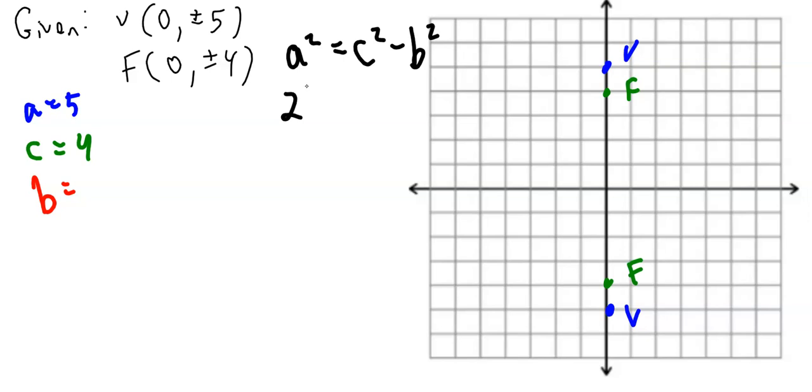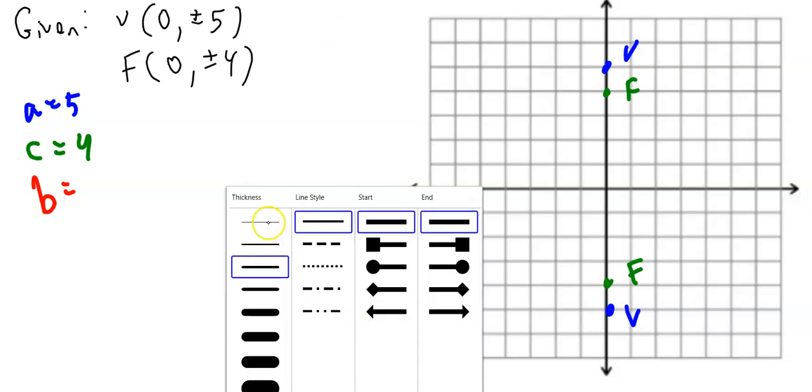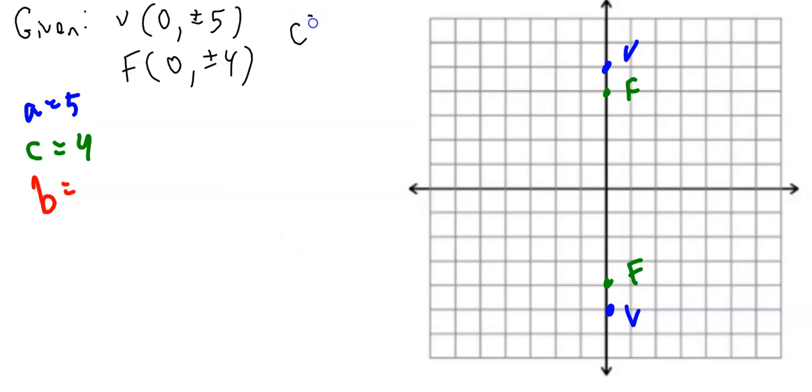I'm sorry, that's not the right formula. Takes a while. So there's a little different formula. I believe it's actually c squared equals a squared minus b squared. That looks a little better there.